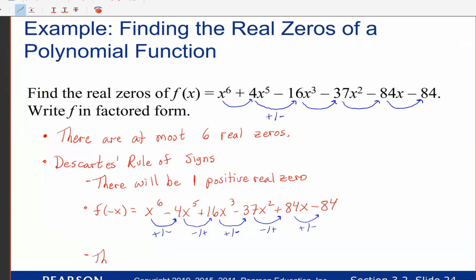And for that reason, there will be 5, 3, or 1 negative real zeros. Because remember, it's the number of sign changes or that number less an even integer. So that's the next piece.